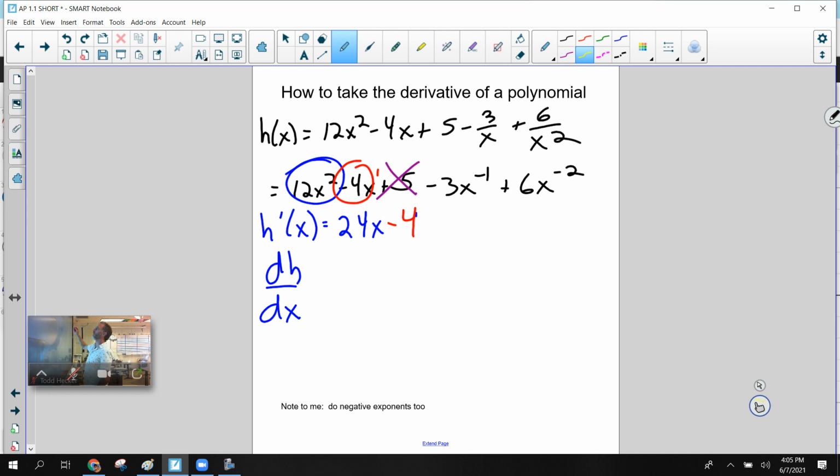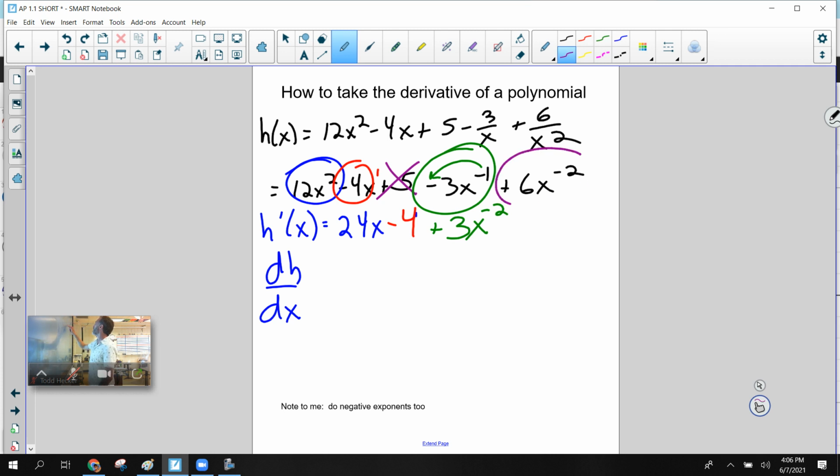All right, oh, no, and he's yellow. All right, so now we got this one. Negative 1 times negative 3 is plus 3x to the, be careful, negative 1 minus 1, right? Remember, your rule is you decrease the power by 1, right? So negative 1 minus 1 is negative 2.